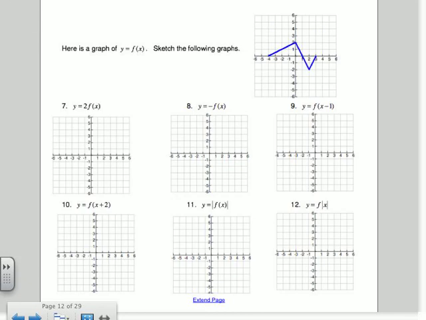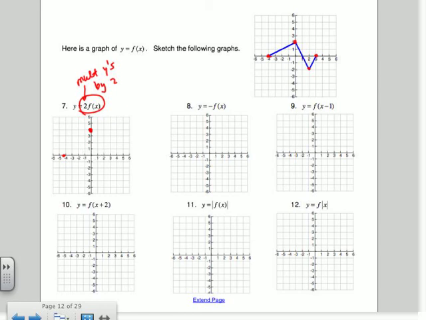Okay, this part involves sketching, so it's going to be a little tricky, but just think about individual points. So if I had 2 times f of x, that means all my y values are going to be multiplied by 2. So I would look at some important points to help me. So those are all important points. So I'd have -4, and my y value is 0, so it's still 0. My x value is 0, my y value is 2. If I multiply my y value by 2, I'm now going to be at 4, so it's going to be up there.